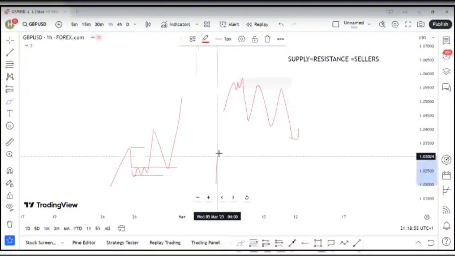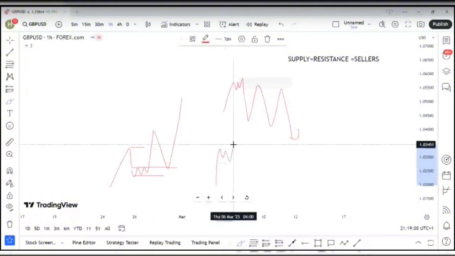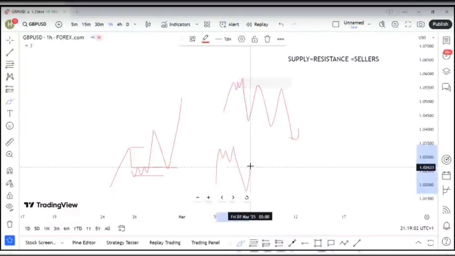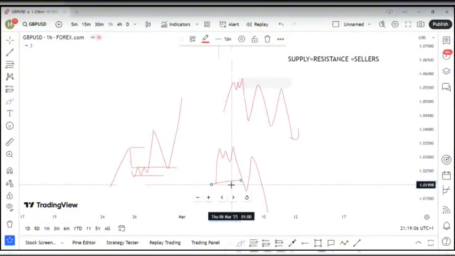The same with the supply. We see something like this: price breaks the previous low, and we see a reaction.